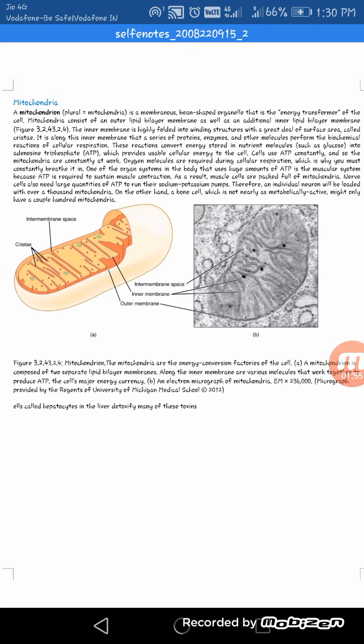As we all know, the main function of the mitochondria is to provide the energy, or we can say the glucose, for the cell to function, as each and everything needs some power. So that power to the cell is given by the mitochondria. It is a bean-shaped organelle and it is also known as the energy transformer.